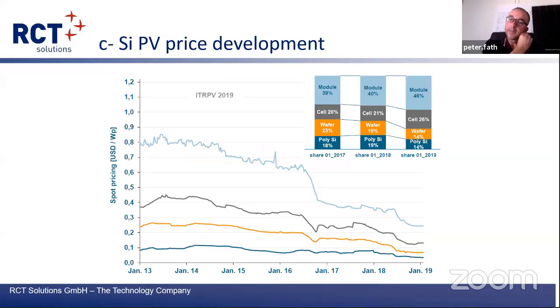Please, next slide. Here you see the cost decline, because we have to make solar cheaper and cheaper and cheaper. And I like the idea of a Japanese investor saying, okay, I have my 15 years depreciation period for my power station.